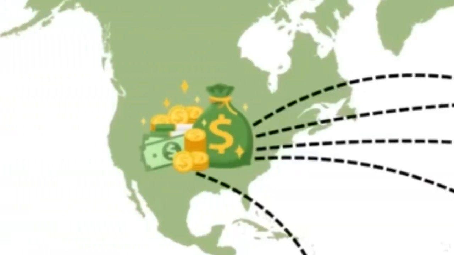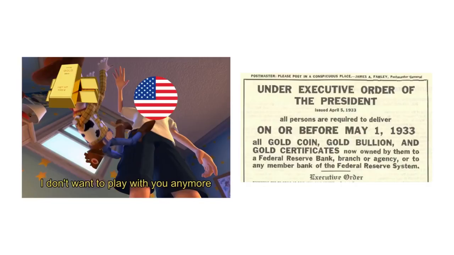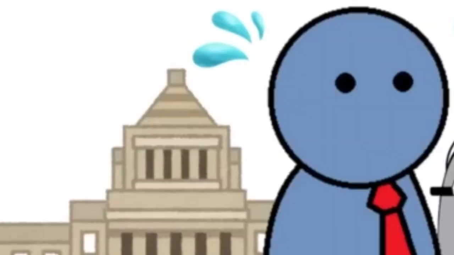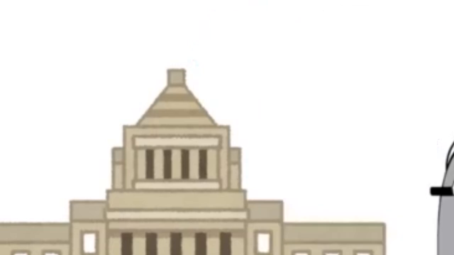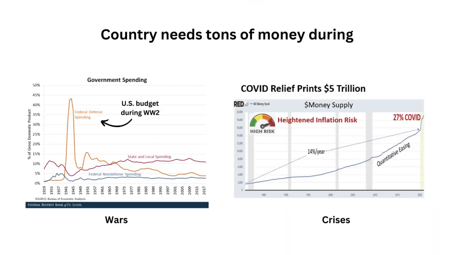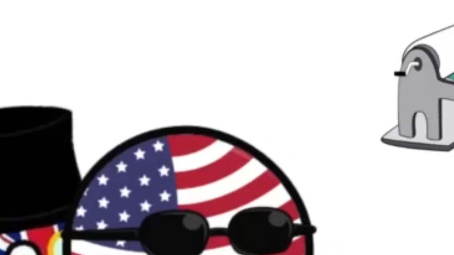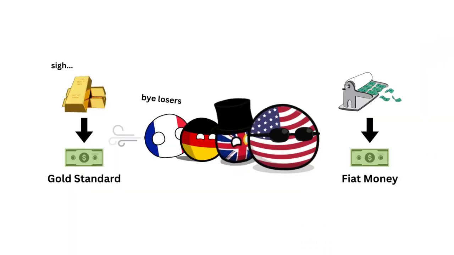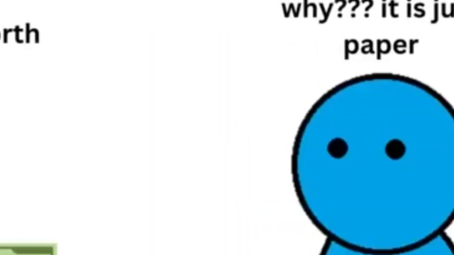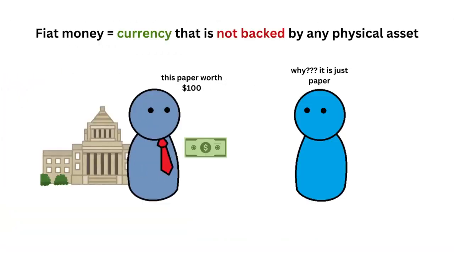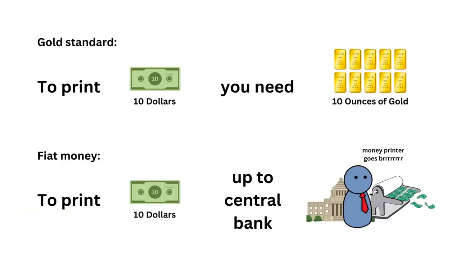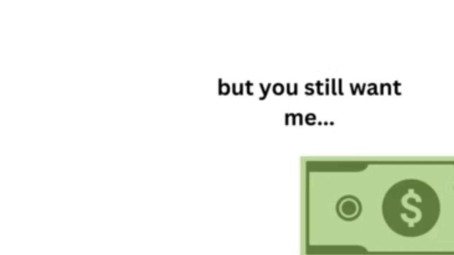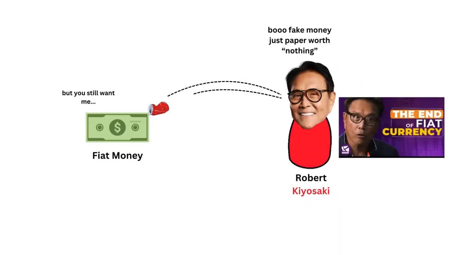But as economies grew and global trade expanded, countries started moving away from the gold standard. It was getting harder to keep enough gold to back the currency, especially during wars and crises. By the 1970s, most countries had switched to fiat money. Fiat money is currency that has value because the government says it does, and people believe it. It's not backed by an asset like gold. That's why some people call it fake money.